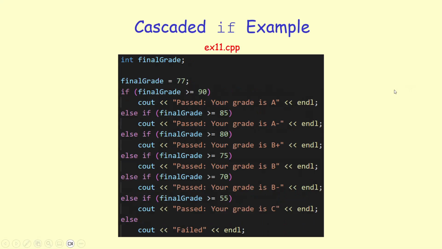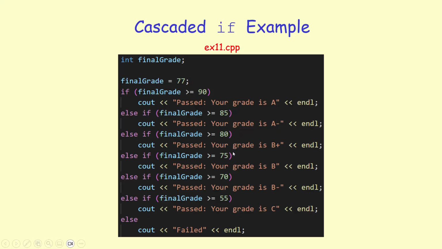Let's finish our discussion on the cascaded if statement using a more complex expression. Let's say we know the final score of the student, which is, let's say, 77, and we would like to assign a letter grade to the student. So here's how we can do it. If final grade is greater than or equal to 90, that's an A student. Else if the final grade is greater than or equal to 85, that's an A minus. Then if it is greater than 80, then it's a B plus.